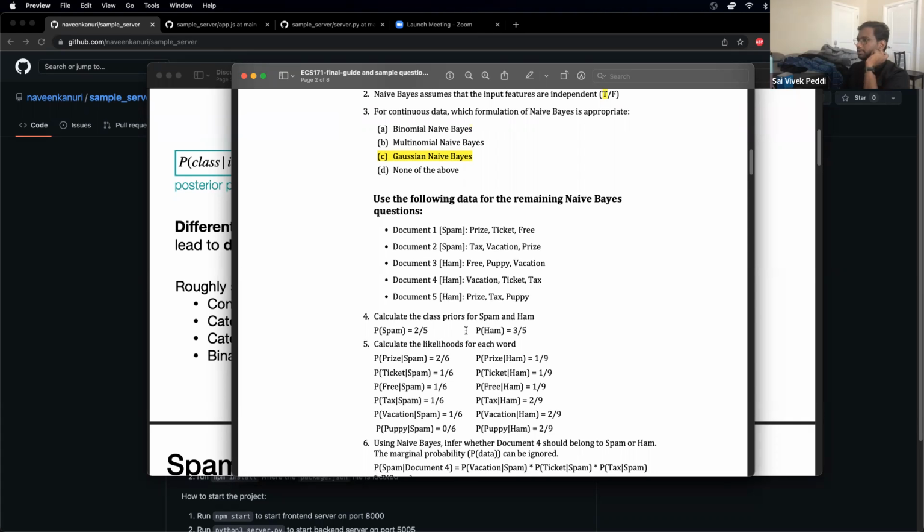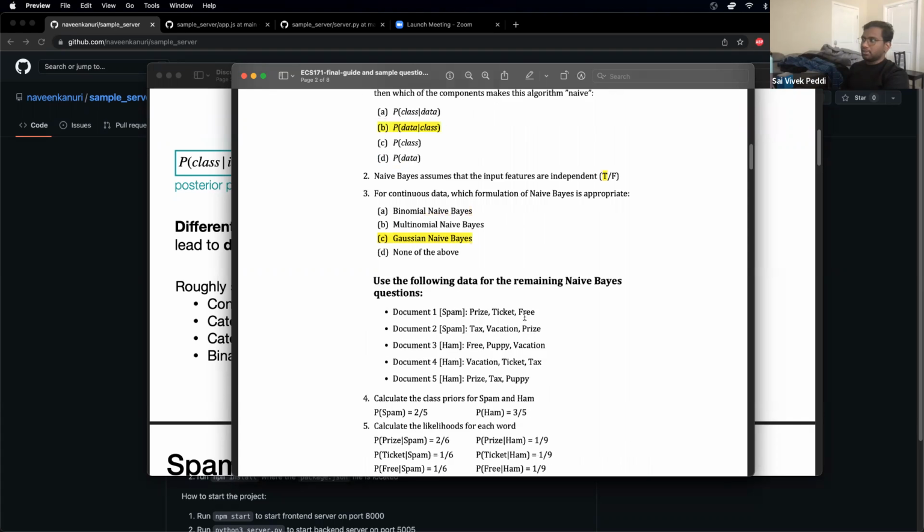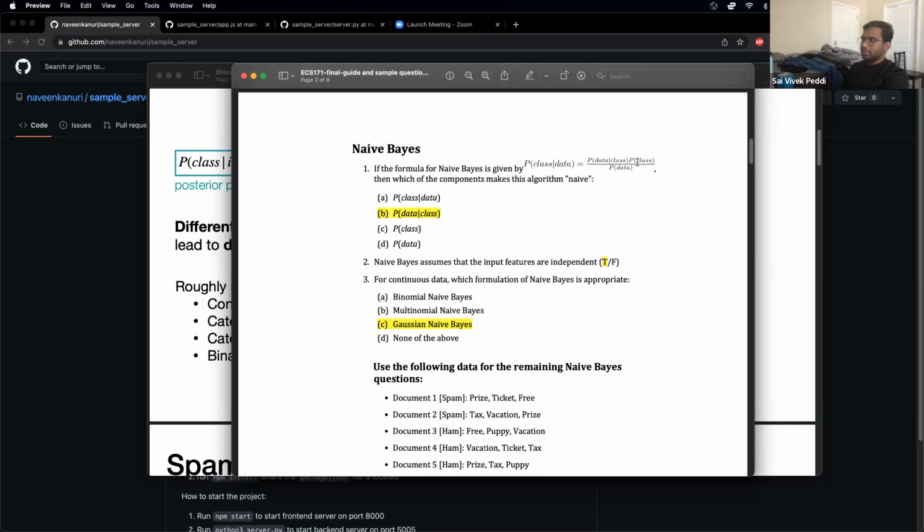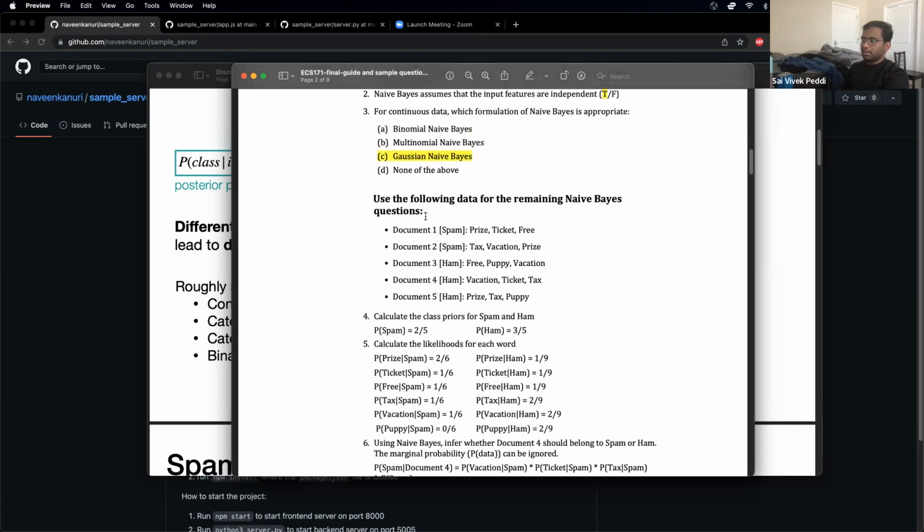Now the first question we are asking here is to calculate the class priors for spam and ham. I already told you prior is basically the probability of occurrence of the class, right? In all of these 5 samples, 2 of them are spam and the rest 3 are ham. So the probability of spam is 2 by 5, and the probability of ham is 3 by 5, right?